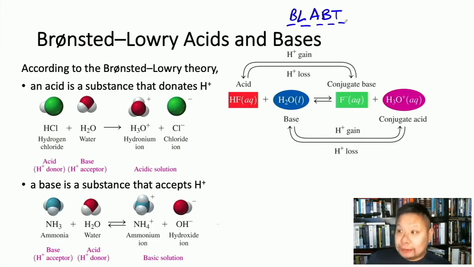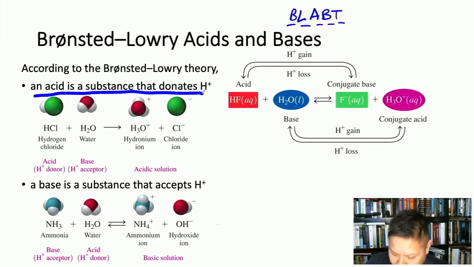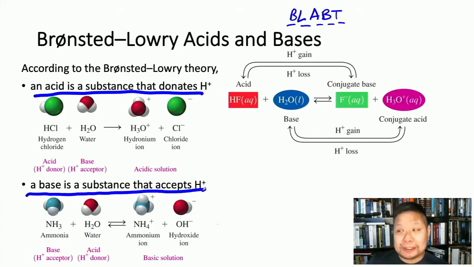Anyway, according to Bronsted-Lowry acid-base theory, an acid is a substance that donates hydrogen ions or protons in solution, which is the same as Arrhenius acid-base theory. But the distinction comes in that a base is a substance that accepts protons. So it doesn't have to be a hydroxide ion. Commonly it is a hydroxide ion, but it doesn't have to be.